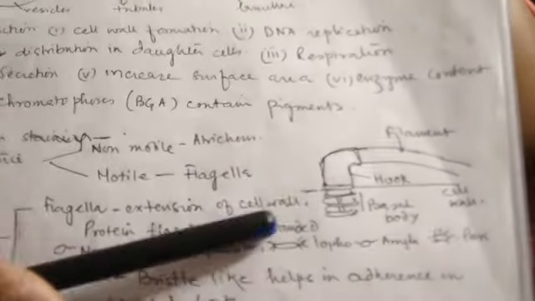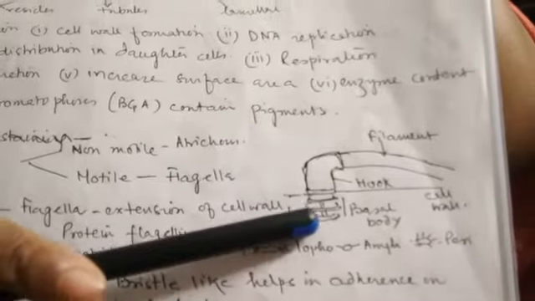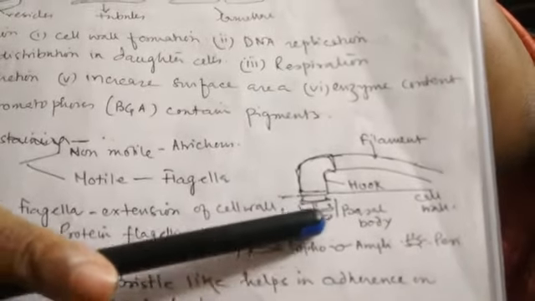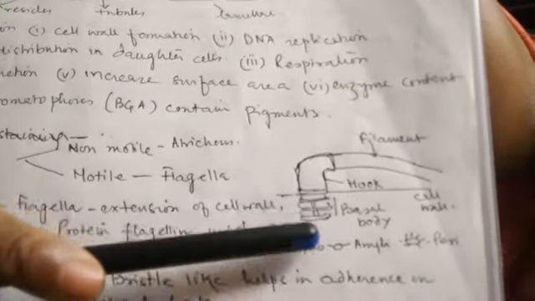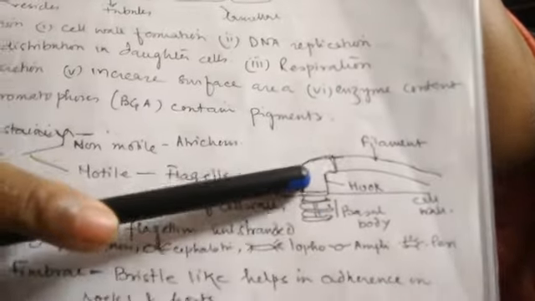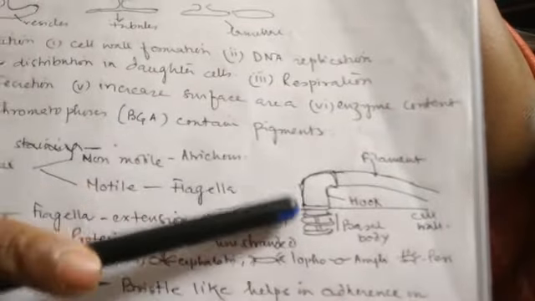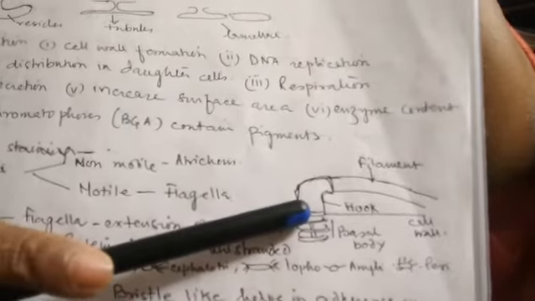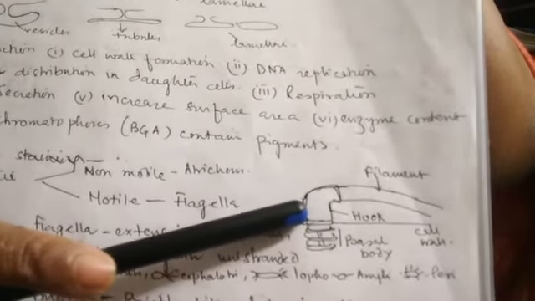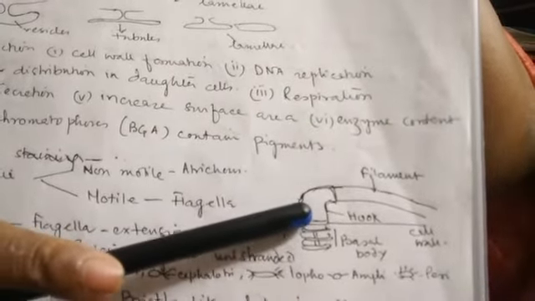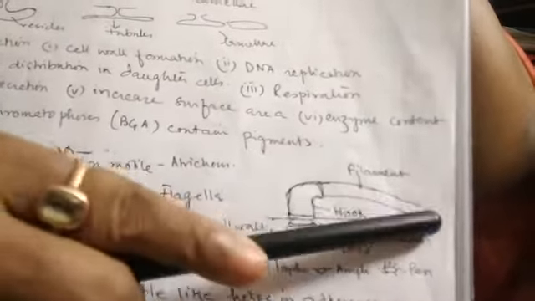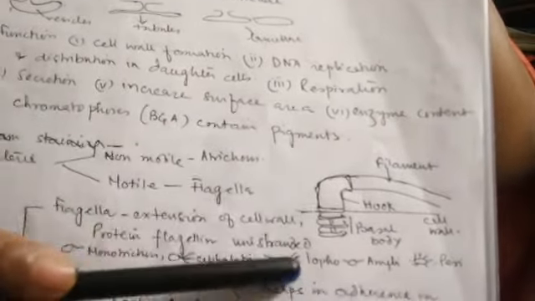Now if we go on to the surface structure, we'll find that this is the flagella, which has three parts. These are the basal part, this is the hook, and this is the filament. We know that the prokaryotic flagellum is made up of the protein flagellin, and a single strand of flagellin makes up the prokaryotic flagella.